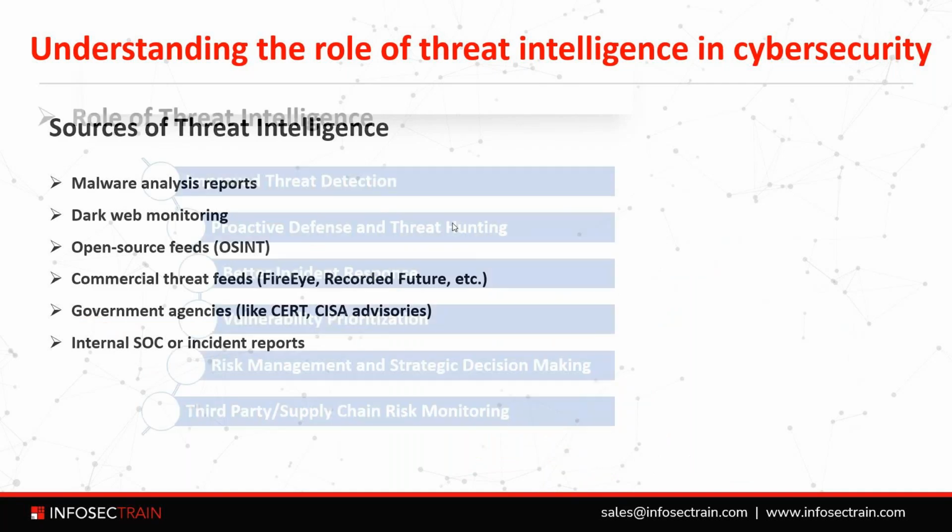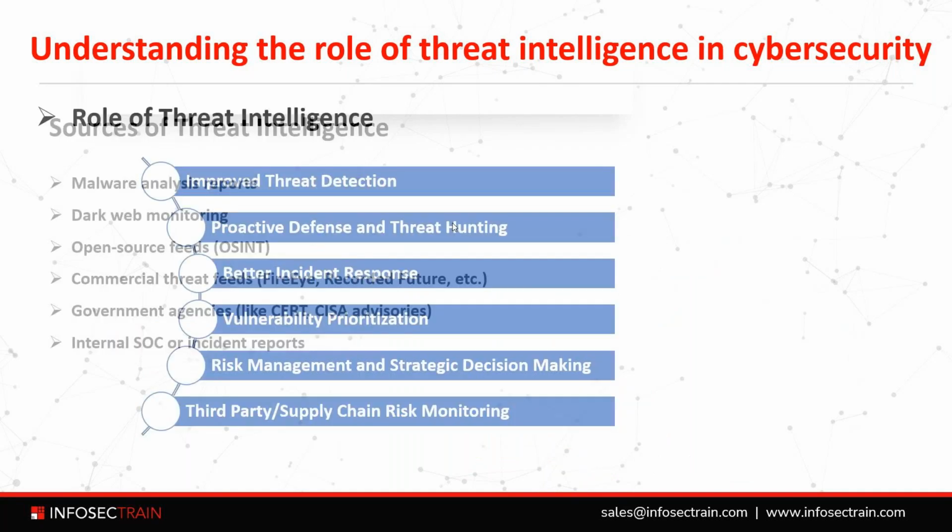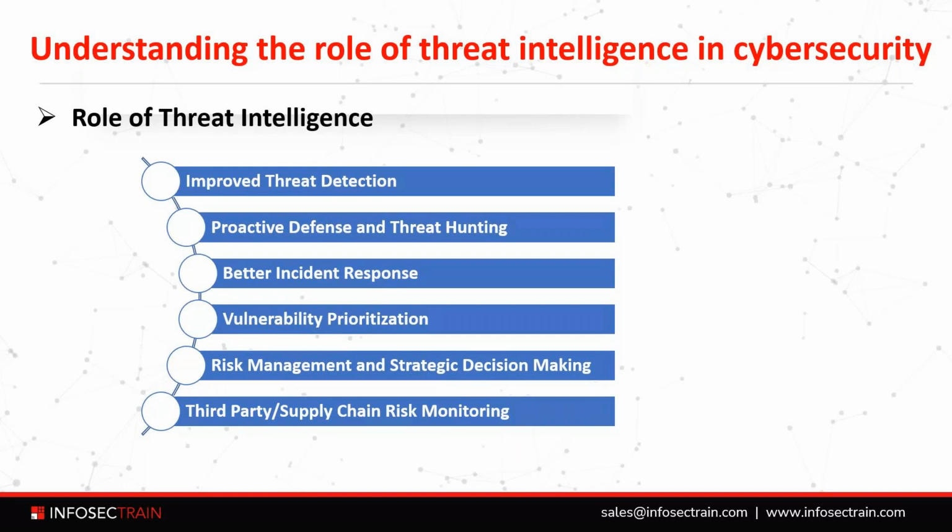Then we have the role of threat intelligence. It helps us to improve threat detection, quite obviously. Proactive defense and threat hunting, better incident response, vulnerability prioritization is also there. It helps us to prioritize the vulnerabilities, risk management and strategic decision making, and third party or supply chain monitoring is also there.